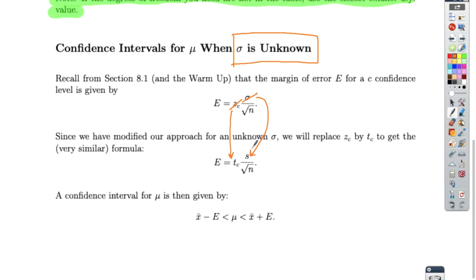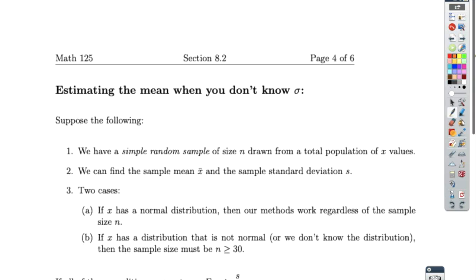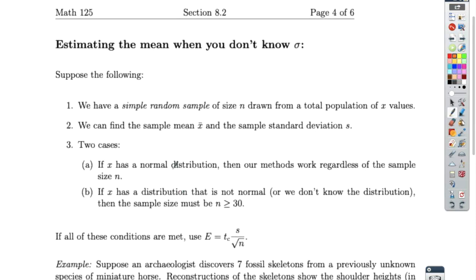Other than that, the process is exactly the same. So these are the same steps on the next page that pretty much came right from your 8.1 packet, but just modified a little bit. Suppose that you have a simple random sample of size n. Now we have the sample mean and we have the sample standard deviation.